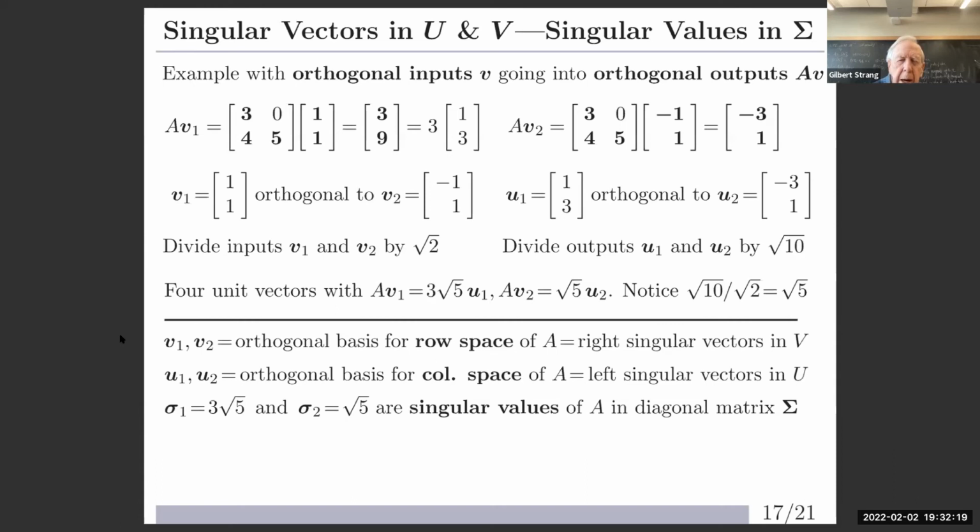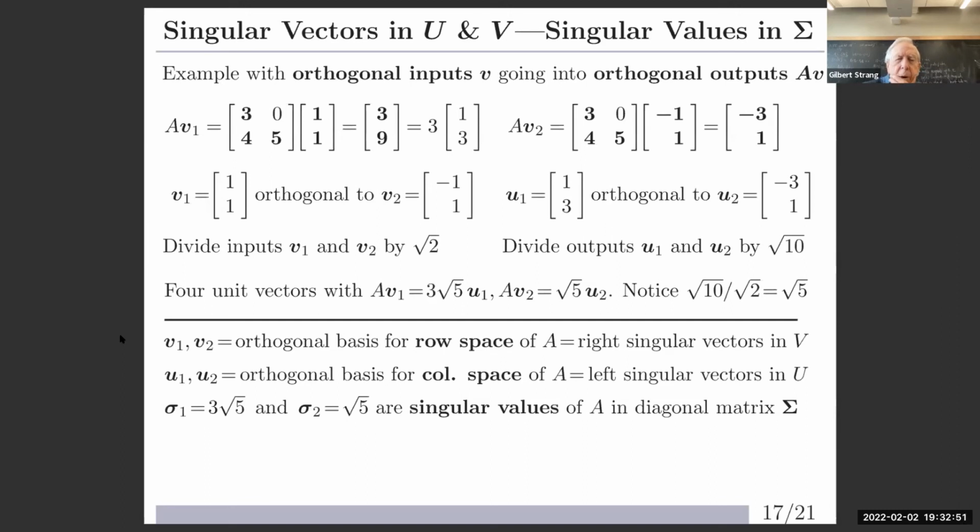This is a big application: PCA, principal component analysis. And these are the principal components. These are the vectors you want. These are the vectors that take the place of eigenvectors. But now we have two families. We have V's and we have U's, because the matrix has M and N. It has an input space and an output space.